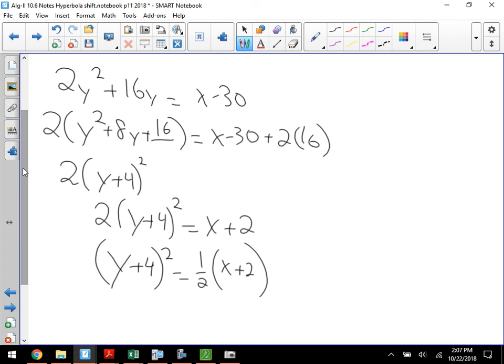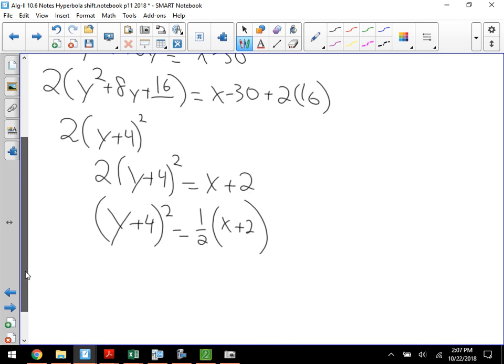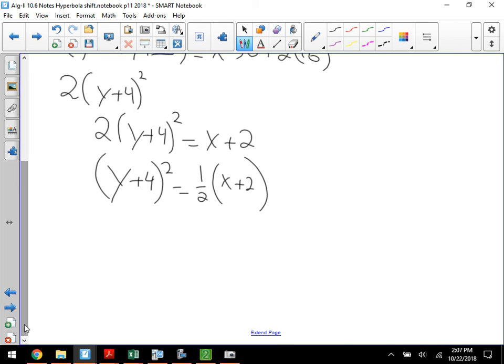Now, where's your h and k? What's your center at here, guys? K is -4, h is -2, so your center is at (-2, -4). I know that my 4p is playing the role of 1/2. That makes p what? 1/8. Good. Makes my p value 1/8.